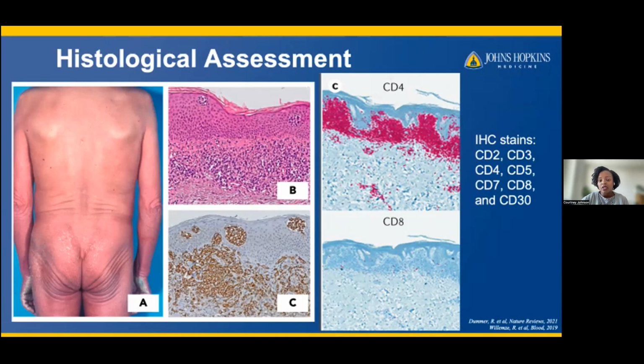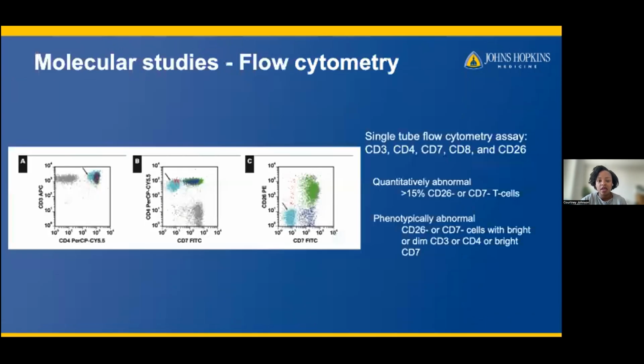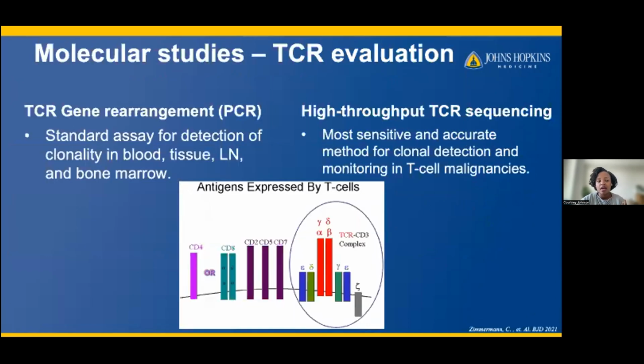Now, flow cytometry is a helpful ancillary study that we can also use in the initial diagnosis of this disease. It helps us really evaluate those different T cell populations. So we can use antibody stains as listed here to identify those T cells that are atypical. And we look at it in two ways, either the quantitatively abnormal cells versus the phenotypically abnormal cells. And then also we can use the TCR receptor to also identify these clonal populations.